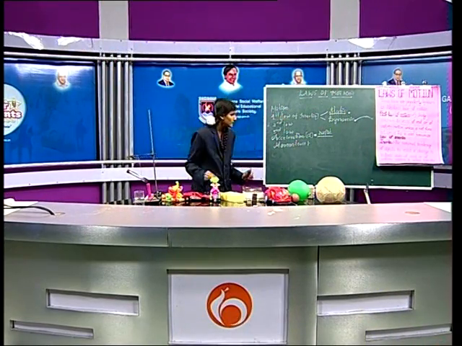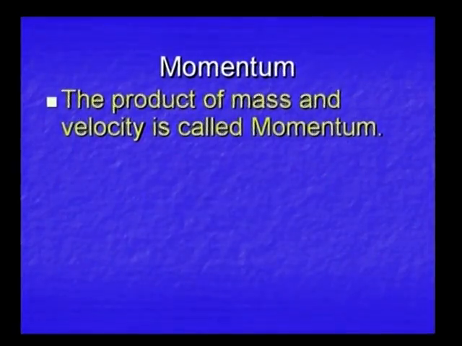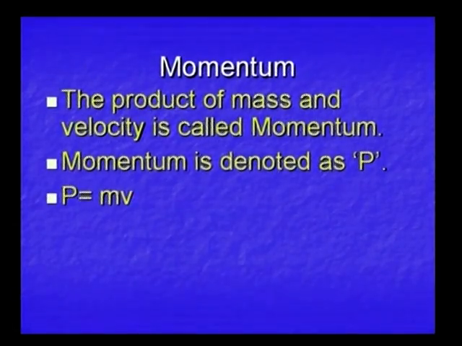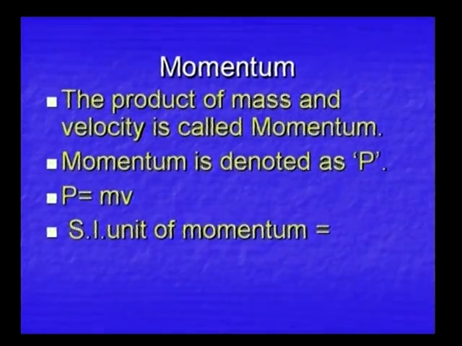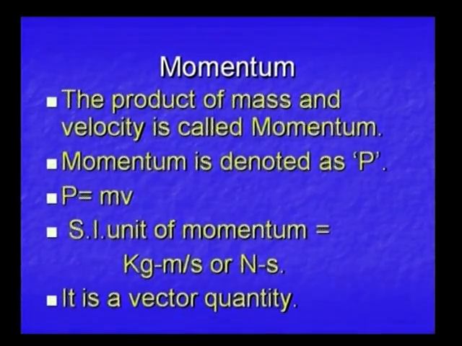The definition of momentum: the product of mass and velocity is called momentum. See on the slide, the product of mass and velocity is called momentum. Momentum is denoted as P. P equal to mv, it means mass into velocity. The SI unit of momentum in the MKS system is kg meter per second or Newton second, and in the CGS system, gram centimeter per second. It is also a vector quantity.